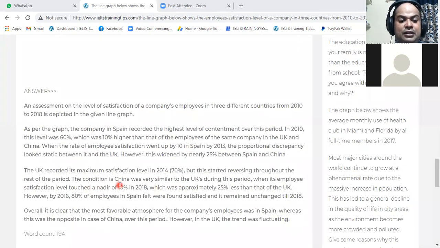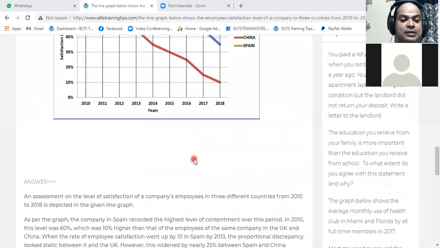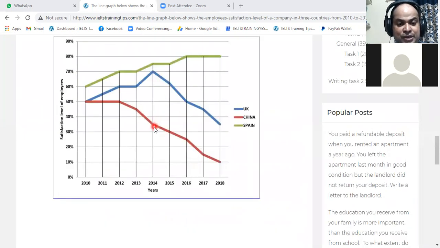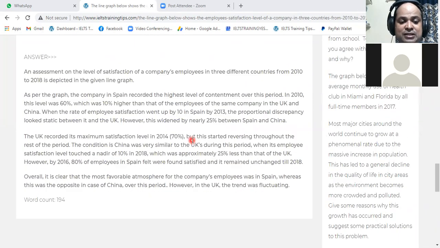The condition in China was very similar to the UK's during this period. Yes, it was very similar. During this period, it was very similar. This is the period. This is the condition here. So it was very similar there.